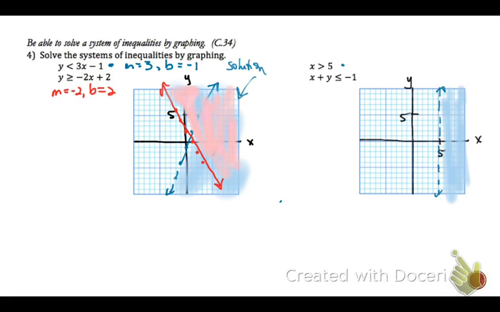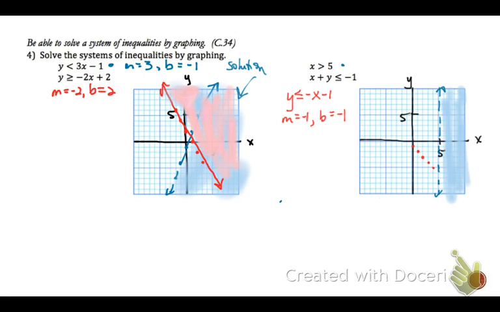Now my second line is not in slope-intercept form. So the first thing I'm going to do is subtract my x over. So I get -x minus. My slope is -1. My y-intercept is also -1. So first point goes at -1. And then I'm going to go down 1 and over 1. And do this a few times.